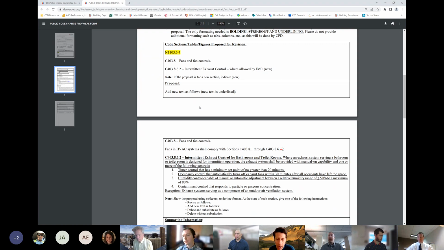Okay. Mike Fulton, Western Mechanical Solutions. This is a pretty simple proposal. It is for intermittent exhaust control where allowed by the IMC. And basically it's for bathrooms and toilet rooms. And the concept is that there's a timer. Timers cost about $15 at Lowe's with multiple time settings on them.